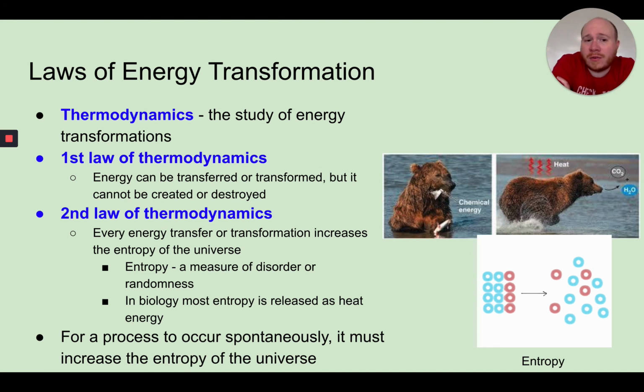The second law of thermodynamics says that every energy transfer or transformation increases the entropy of the universe. And entropy is a measure of disorder or randomness. So in biology, most entropy is going to be released as heat energy. And there's this idea that most reactions that release heat energy don't harness that heat anymore, and it just gets released back into the universe. And slowly but surely, the universe is dying because most energy is turning into heat energy and will end up being spread throughout the universe. Now, there's some debate on this theory anyway, but it's just kind of an interesting thing.